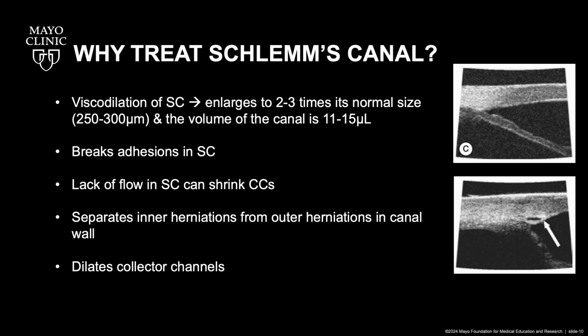So why do we treat Schlemm's canal? Treating Schlemm's canal directly addresses the site of outflow resistance in primary open-angle glaucoma. Viscodilation can enlarge the canal by 2 to 3 times its normal size, improving its capacity to drain aqueous humor. The normal size of the canal is about 250 to 300 microns, and the volume of the canal is 11 to 15 microliters. This process also helps break adhesions within the canal and dilate collector channels, which further enhances the outflow. By preserving and restoring this natural drainage system, canaloplasty offers a physiological approach to maintaining intraocular pressure without altering the structure of the eye in a way that traditional surgeries do.